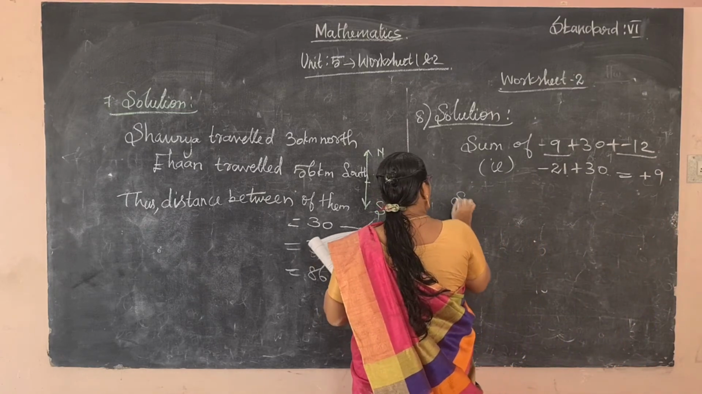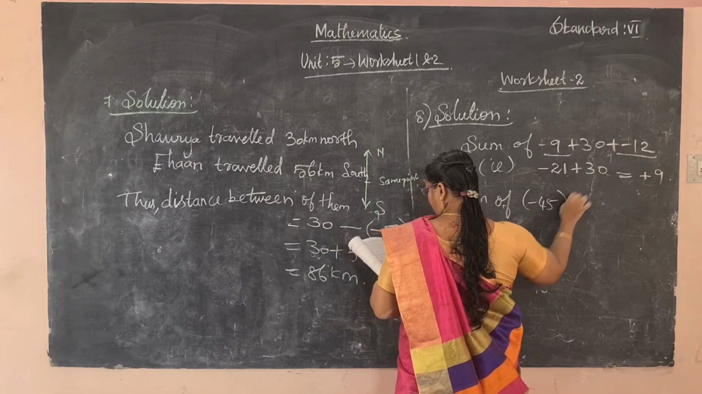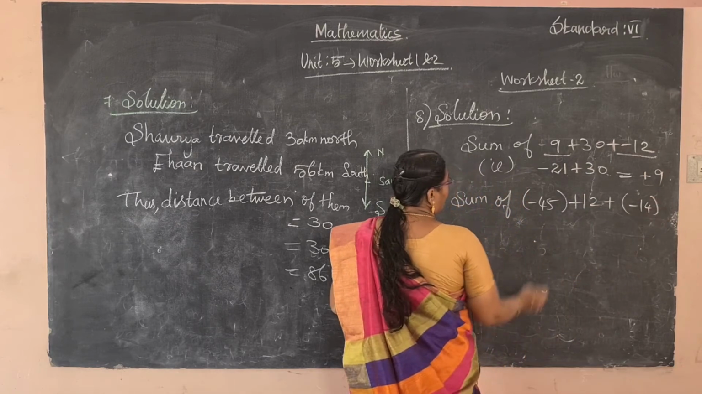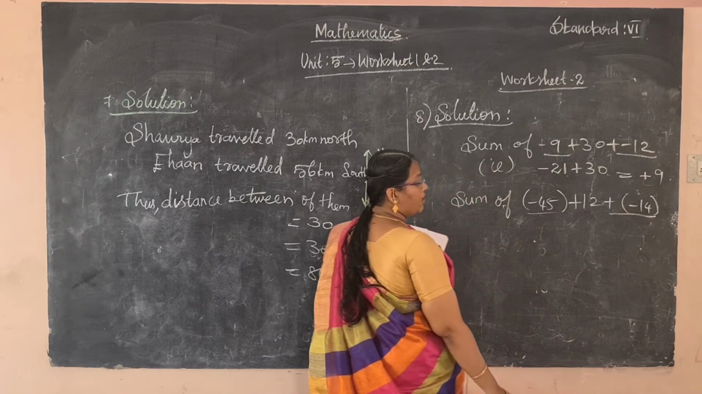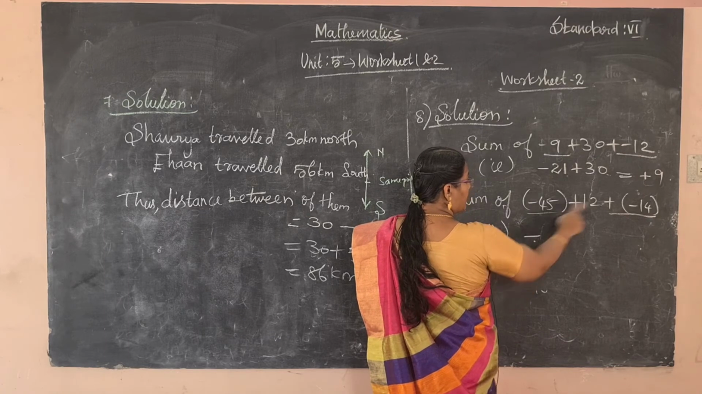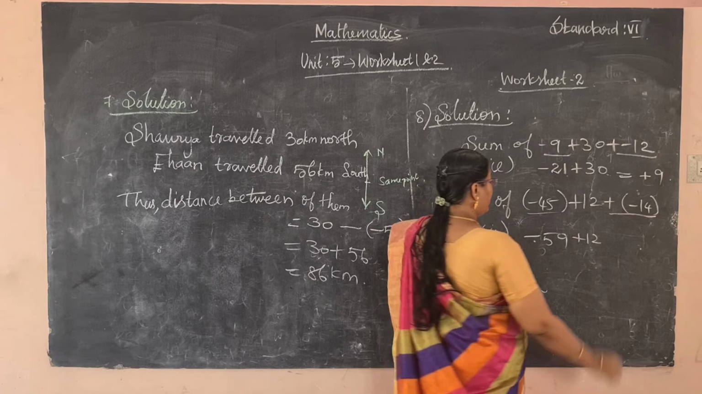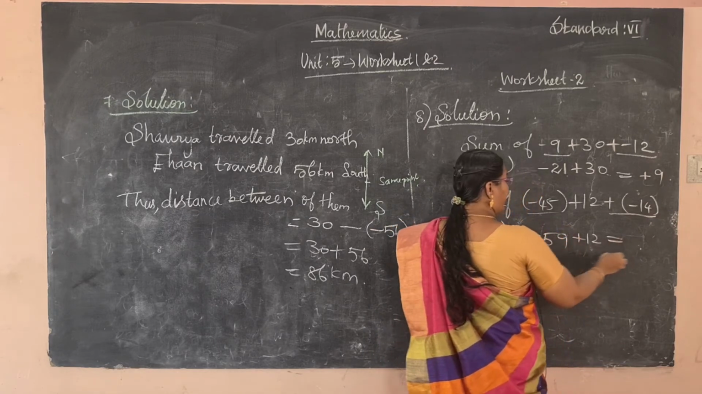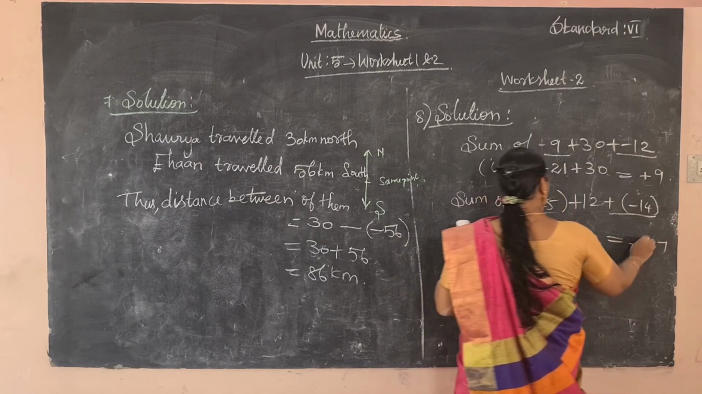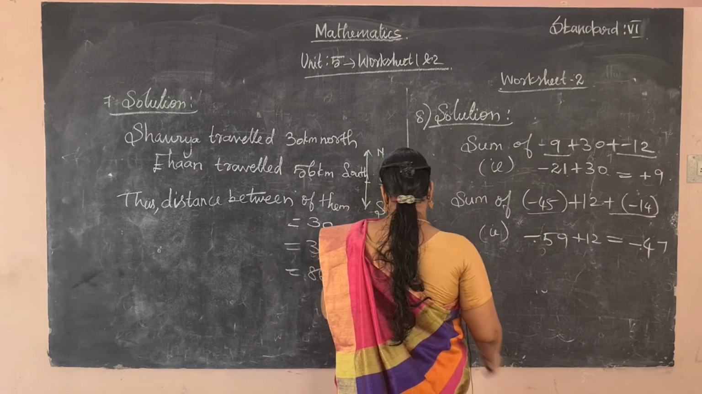And next one, sum of minus 45 plus 12 plus minus 14. So here also these two have the same sign, so add and put the same sign. Add, what we get? Minus 59 plus 12. Here we got different signs, so subtract and put the greater number sign. Greater number sign is negative. Subtract, what we get? 47. Okay, right.